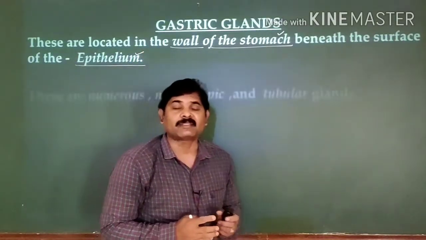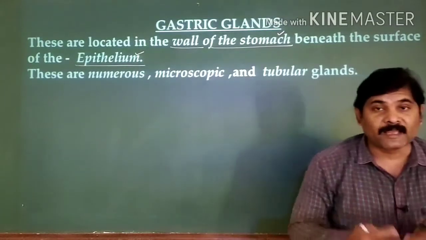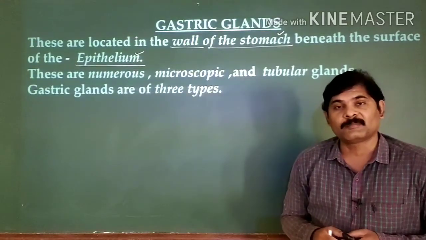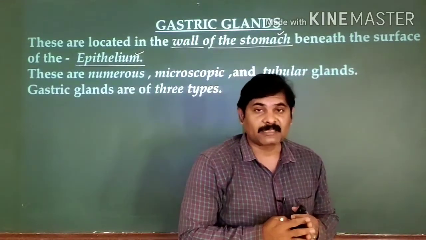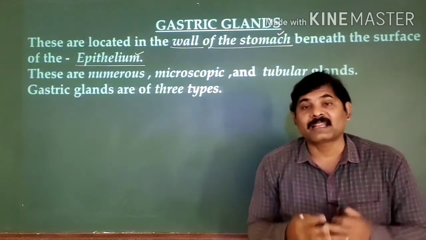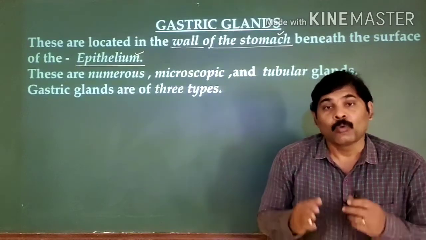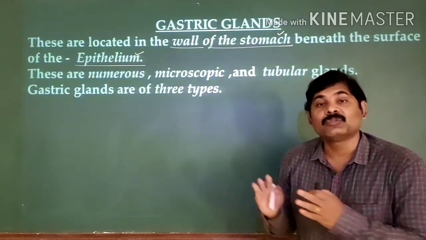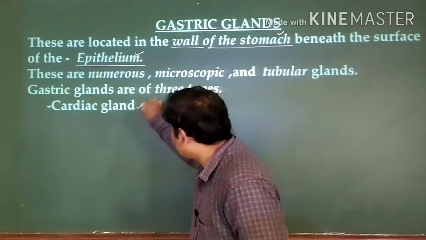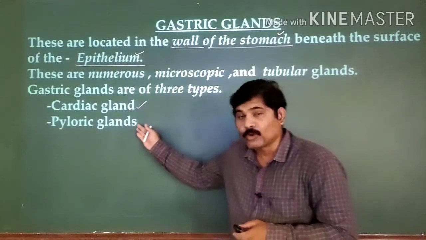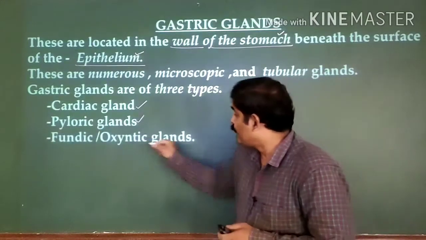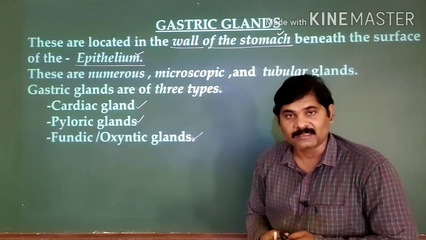When you see these gastric glands, they are numerous, meaning more in number, microscopic, very small in size, and tubular structures. And coming to these gastric glands, based on the location in the wall of the stomach, they are categorized into three different types. One is known as the cardiac gland, the second type is known as the pyloric gland, and the third type is known as fundic glands or oxyntic glands.